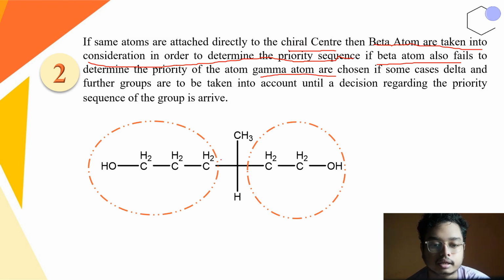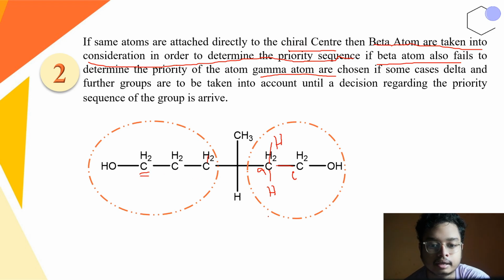Here the priority of these two can be determined easily, but the confusion arises between these two groups. In this group, this carbon contains two hydrogens and one carbon. This other carbon is the same, with two hydrogens and one carbon bound. So this is the alpha center, and we can't determine whether these groups have the same priority or not. So we look at the adjacent carbon, the beta carbon. Here the beta carbon contains two hydrogens and one oxygen, while here it has two hydrogens but one carbon.